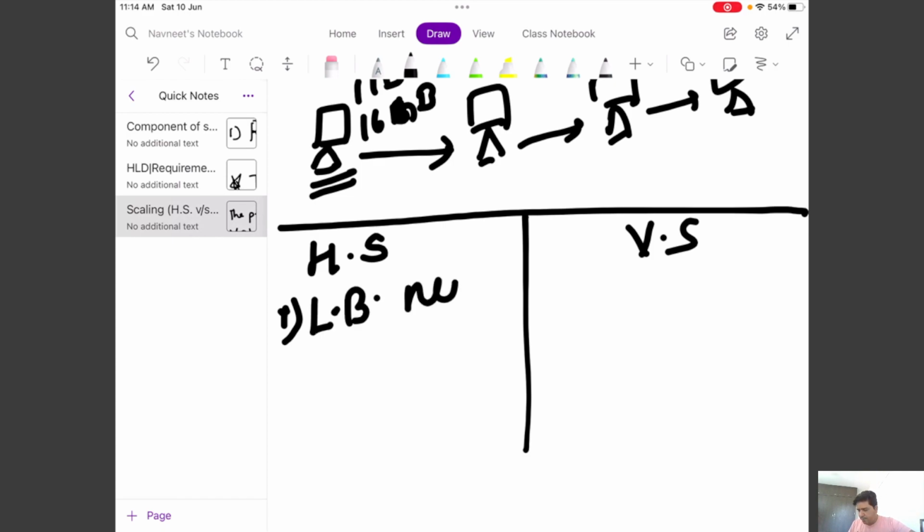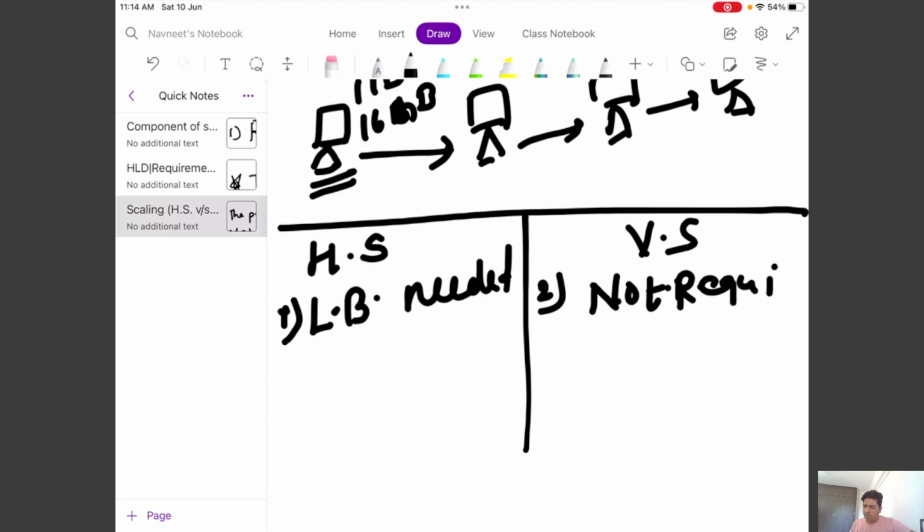Load balancer needed, in this case. But in case of vertical scaling, you don't even need it, because there is only one system. So a load balancer is not required.